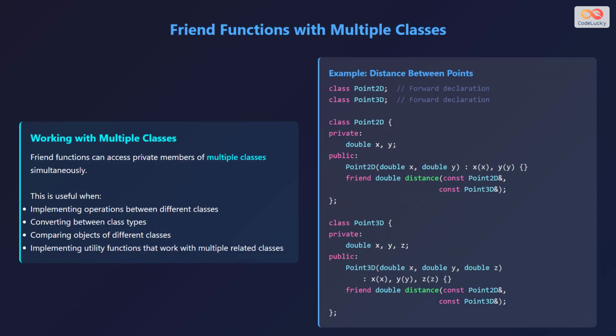Friend functions are particularly useful when working with multiple classes that need to interact closely. A friend function can be declared as a friend in more than one class, granting it access to the private members of all those classes simultaneously. This is beneficial when implementing operations that involve objects of different classes, such as converting between class types, comparing objects of different classes, or implementing utility functions that work with multiple related classes. Let's consider the case of calculating the distance between a point in 2D space and a point in 3D space. The distance function is declared as a friend function in both the classes Point2D and Point3D.